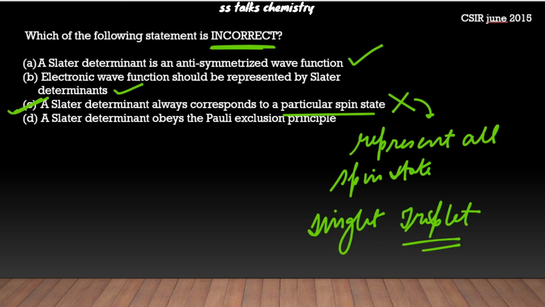Right. The fourth statement says it obeys the Pauli exclusion principle. This is also the true one. So C is again the right answer in this case.